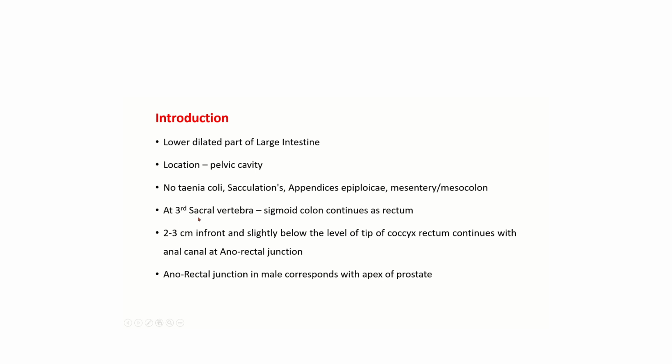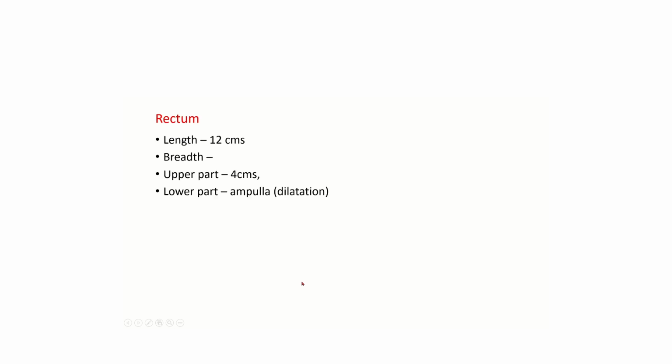So it begins at the third sacral vertebra as a continuation of the sigmoid colon, and it ends 2 to 3 centimeters in front and slightly below the level of the tip of coccyx, where it continues as anal canal at the anorectal junction. The anorectal junction in male corresponds with apex of prostate. Length is 12 centimeters. Breadth in upper part is 4 centimeters. In the lower part it is dilated, called ampulla.